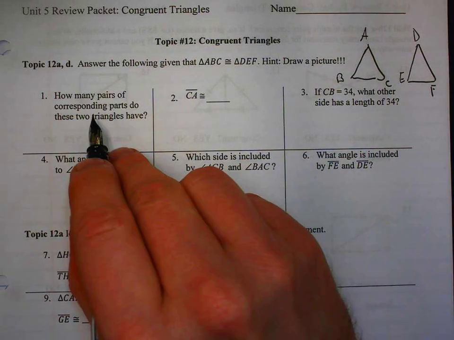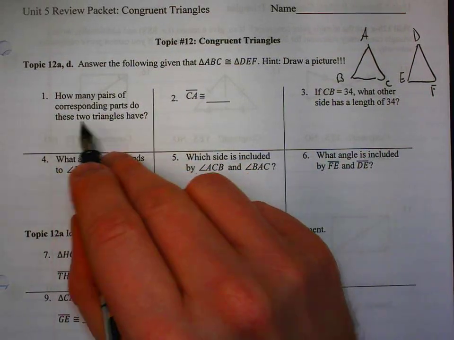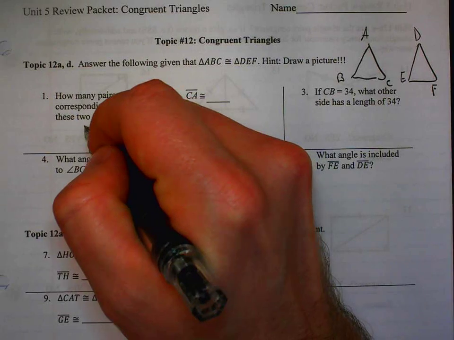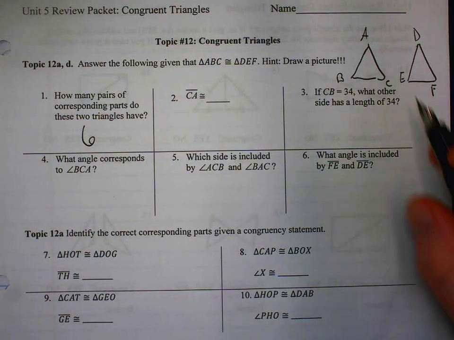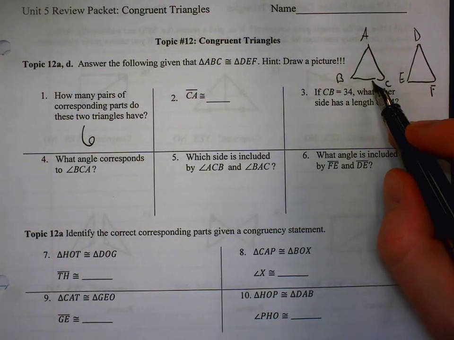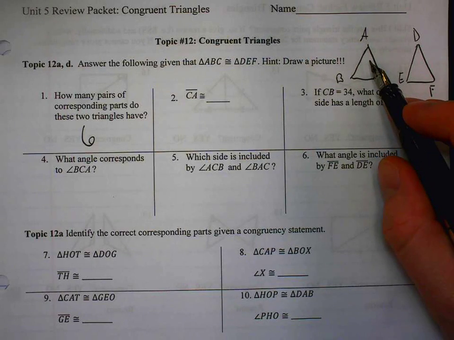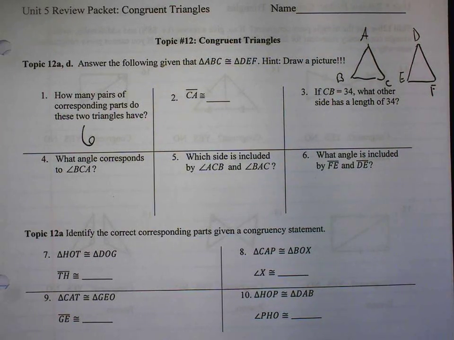How many pairs of corresponding parts do these two triangles have? 6. Each triangle has 3 sides and 3 angles. So that's 3 pairs of sides plus 3 pairs of angles would be 6 total parts.